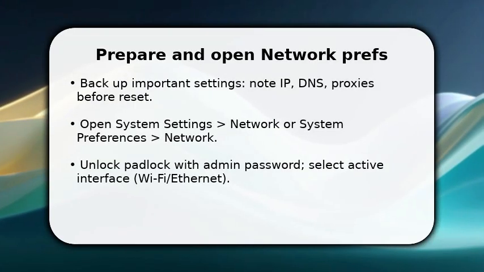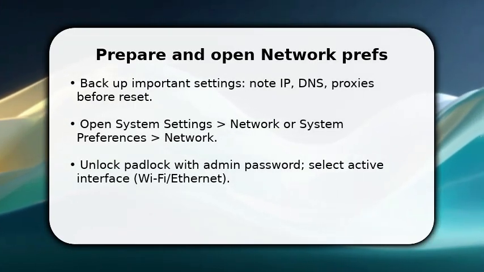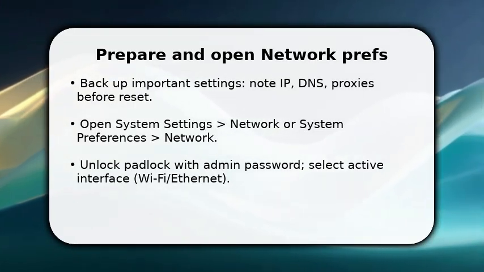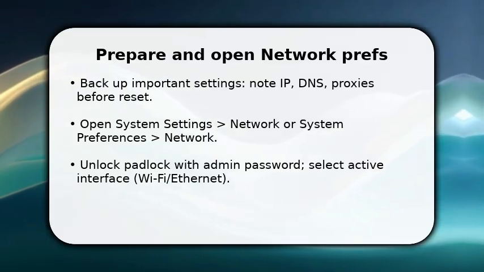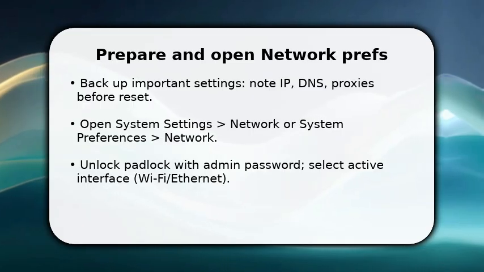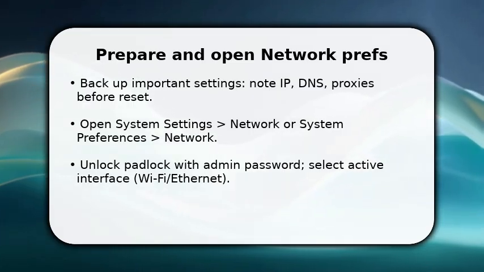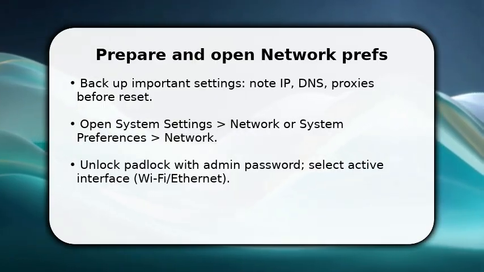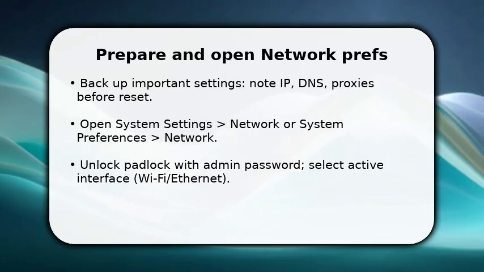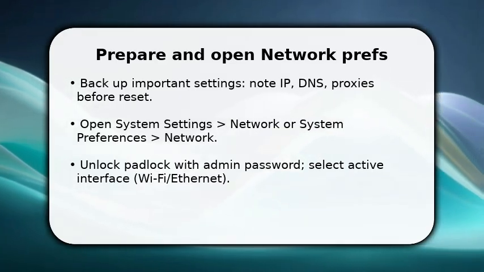You start by saving the essentials so you can restore custom values. First, open System Settings or System Preferences and go straight to Network. Once there, unlock the padlock with your admin password and select the active interface like Wi-Fi or Ethernet. While selected, jot down IP, subnet, DNS, and any proxy settings. These are easy to lose.